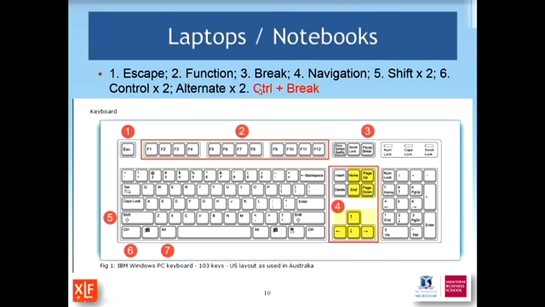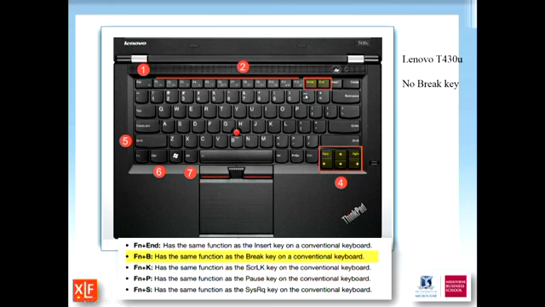Now, on the screen here, actually talks about the control break combination. So the control key, key number 6, you press in the control key, then you press the break key second. On a Lenovo T43U laptop, okay, it has no break key. It doesn't appear on the keyboard, okay? But the PC's handbook says that function B, so this function key, function and the B key, has the same effect as the break key on a conventional keyboard. Okay? So if you have a Lenovo, that might help you.